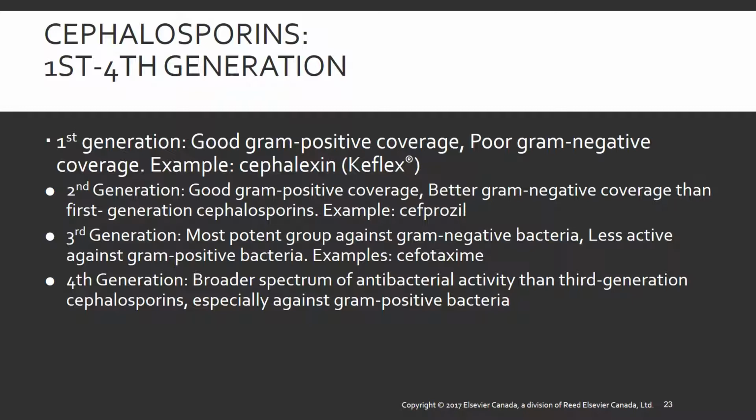By the time we get to our third generation, we have our most potent group against gram-negative bacterium so far, but we start to get a little less active against gram-positive bacterium. And by the fourth generation, we have a great broad-spectrum antibiotic, and it's really good against gram-positive bacteria, but it maintains that good gram-negative coverage as well.